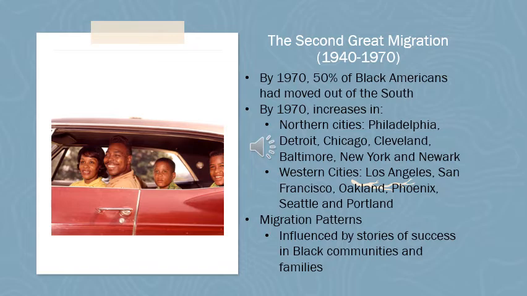Migration patterns were influenced by network linkages. Black Americans tended to relocate to northern places where other Black Americans had previously migrated.